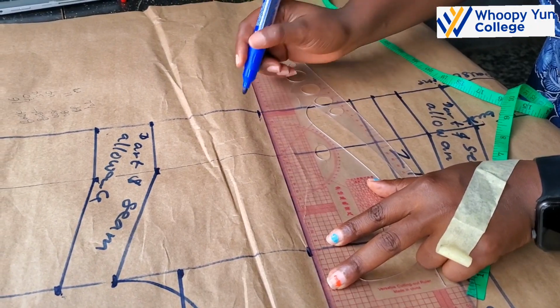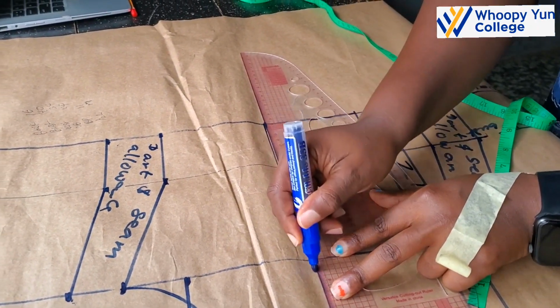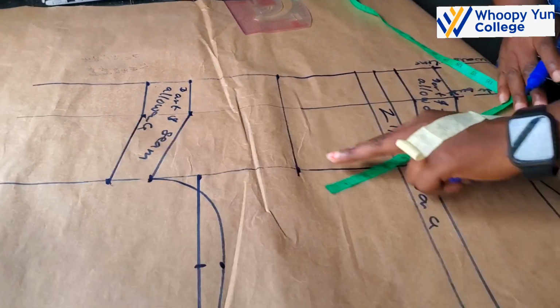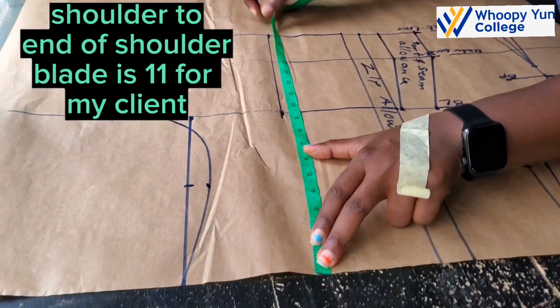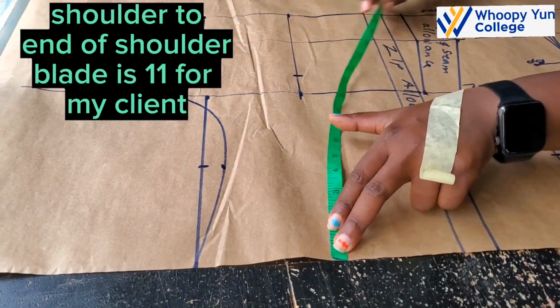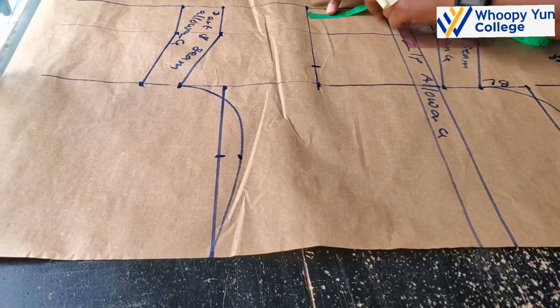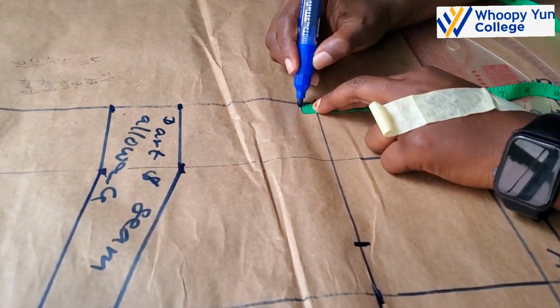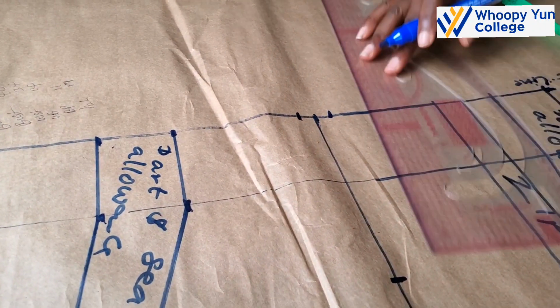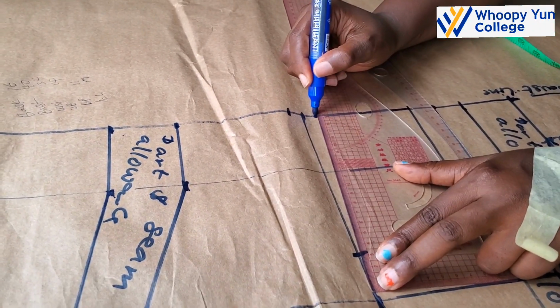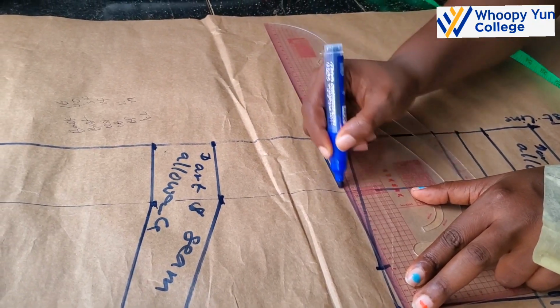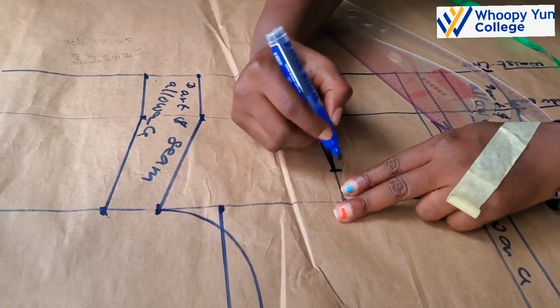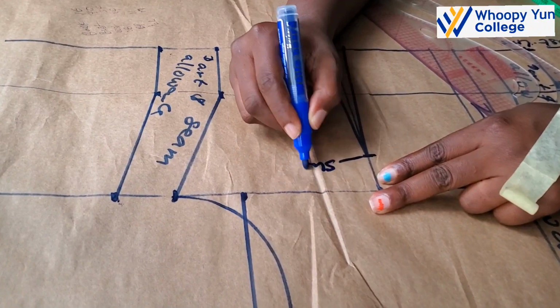And then I'm also doing the same thing, bust separation, which is nipple to nipple, and I'm connecting it like so. At the back, remember in front I went down by 1 inch, but now at the back I'm using the shoulder blade measurement of the client. The shoulder blade measurement of the client is 11, from the shoulder to the under of the shoulder blade. That's what we are marking now.